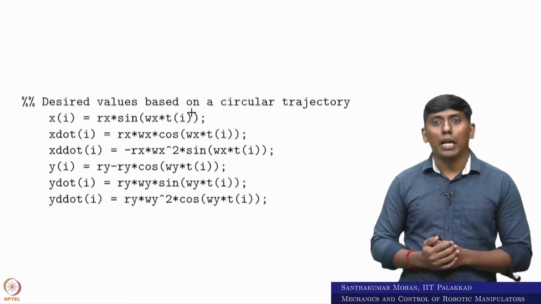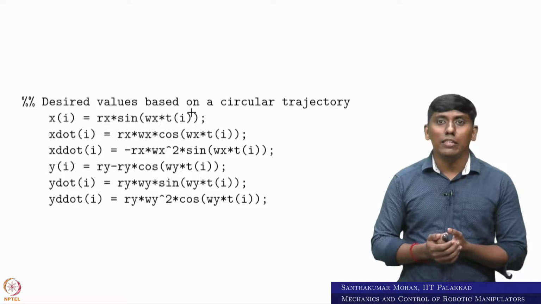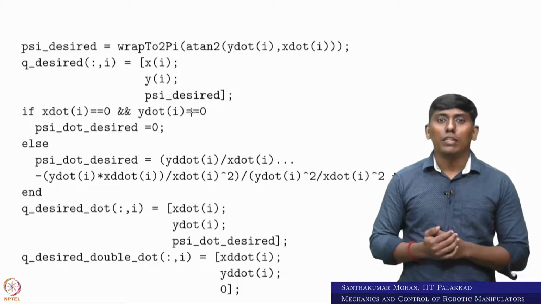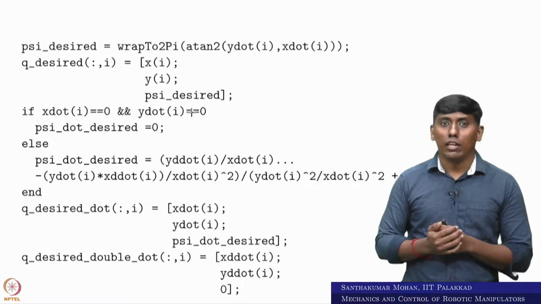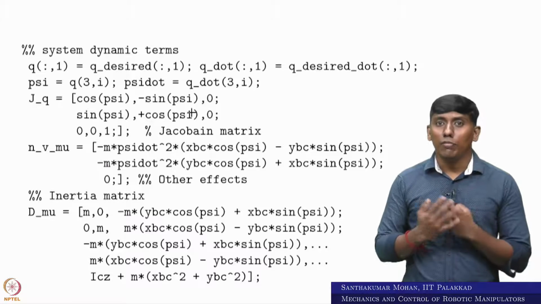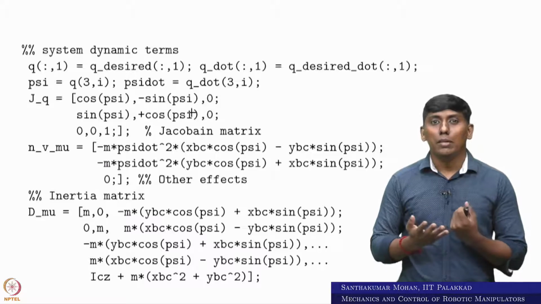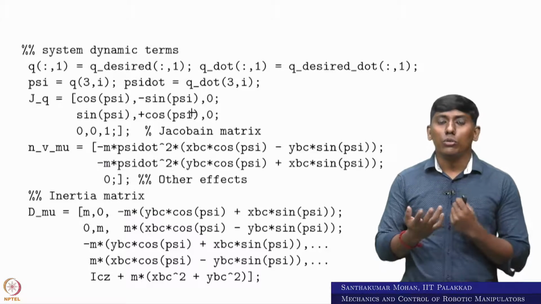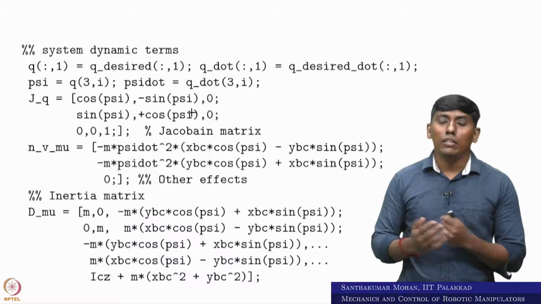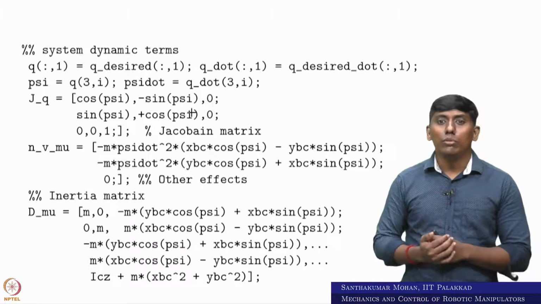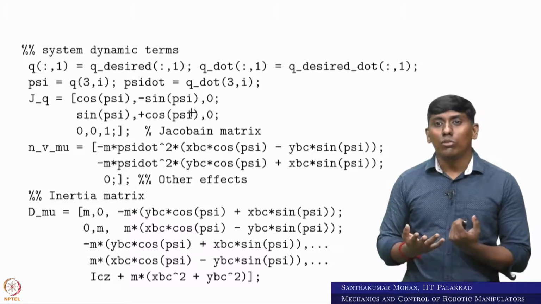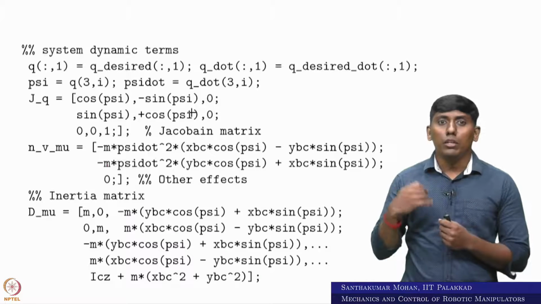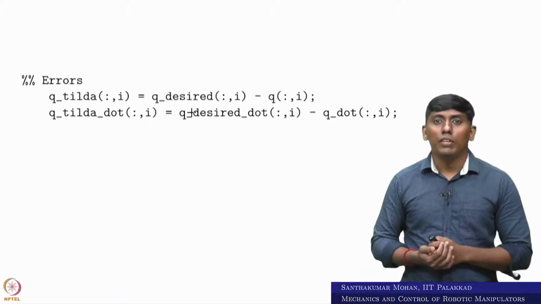We can see this in MATLAB. Right now we assume the circular trajectory, and based on that we can go for the circular trajectory cases also. Then we come to the system dynamics. System dynamics requires the Jacobian matrix for the next step, so we have got NV underscore mu and d mu. Here it is not supposed to be called d mu and n mu, because here mu and q are the same.